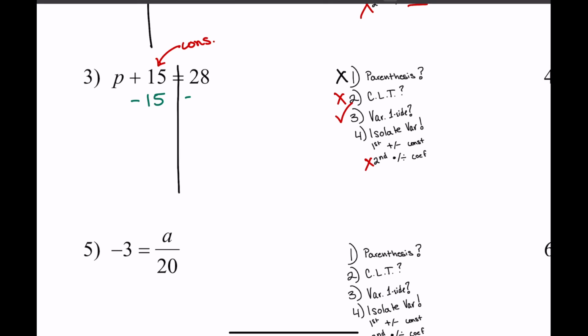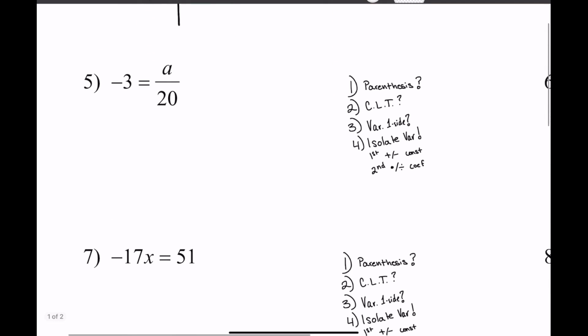We have to do the opposite to move it, right? Think of it like Darth Vader going to the dark side, which leaves us with just the p equals, and then 28 minus 15 gives us 13. Okay? Variable's isolated, we have done our job. Let's look at number 5.